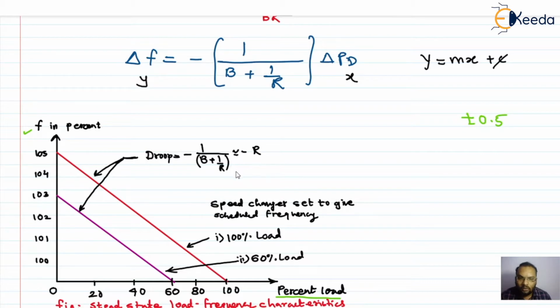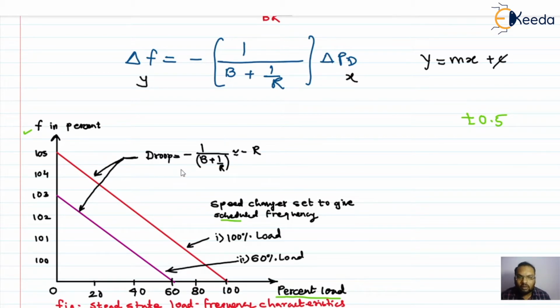For 100% load with speed changer setting fixed for scheduled frequency, we are getting frequency as 105. Now if I reduce the load, of course, the speed should change and the frequency will also change. So here with speed changer fixed, we are observing that the frequency is reducing. Earlier it was 105, now it is 103. So this is representing the droop of the frequency and the load.